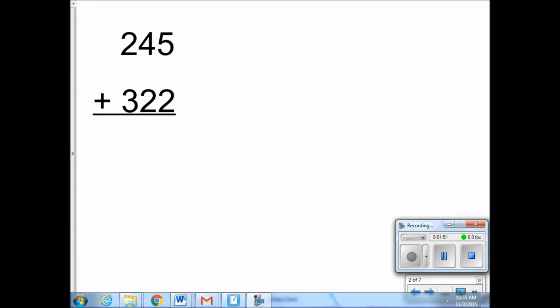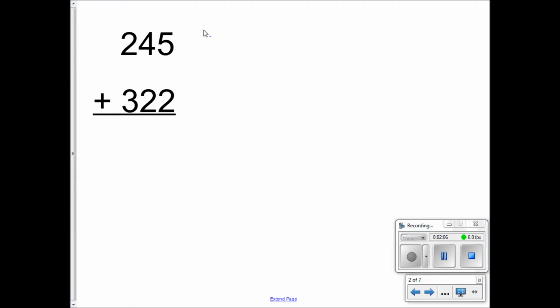So what I'm doing in this strategy is I'm actually going to decompose both add-ins. I'm going to show you what I'm going to do. Remember, I always model the first one, and that's what I'm doing. 245, I'm going to decompose it. When I decompose it, I know I have 200 plus 40 plus 5, or 2 hundreds, 4 tens, and 5 ones. So that 245 means 200 plus 40 plus 5. I've just decomposed the first add-in.